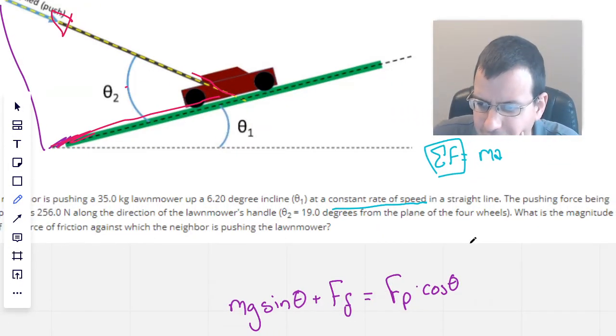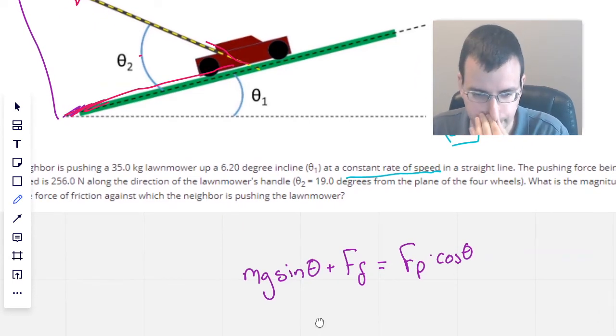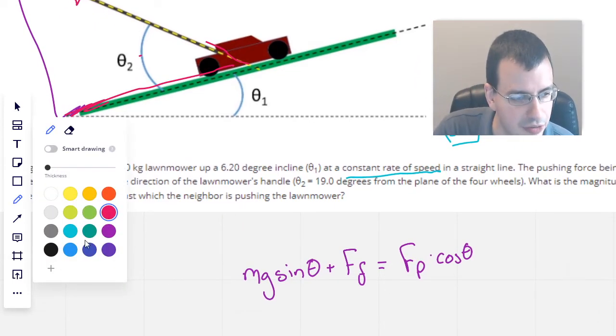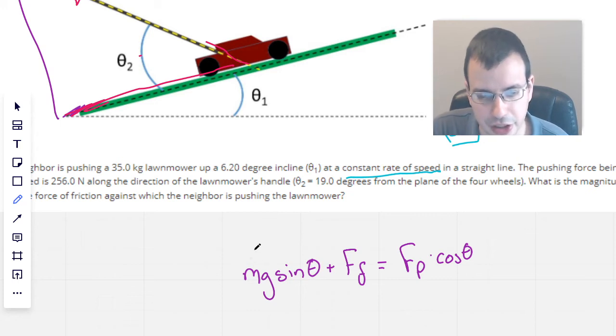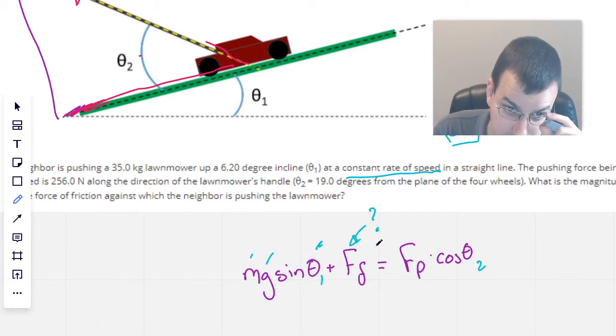Now let's see what we got here. What is the magnitude of the force of friction against which the neighbor is pushing the lawnmower? I'm just going to start solving this because I think we know most of this already. We might not even have to solve the other dimension. We know what the mass is, we know what gravity is, we know what theta is. I'm going to change this so this will be theta 1, and this will be theta 2. We know what theta 1 is. We don't know what force of friction is.